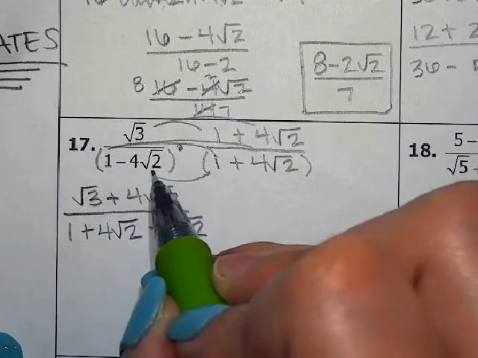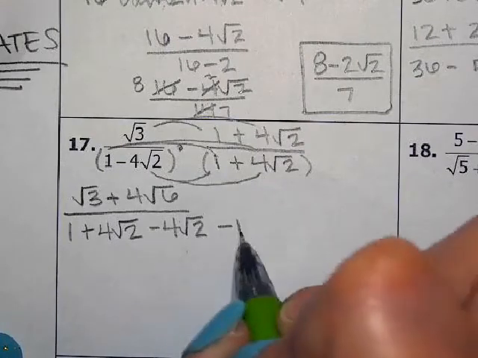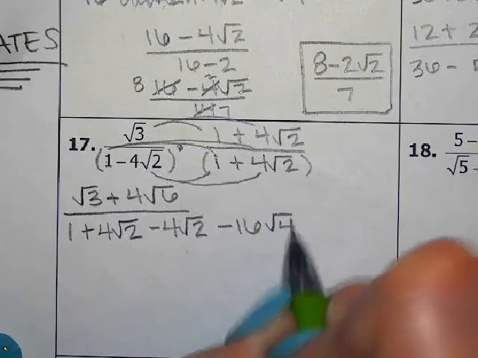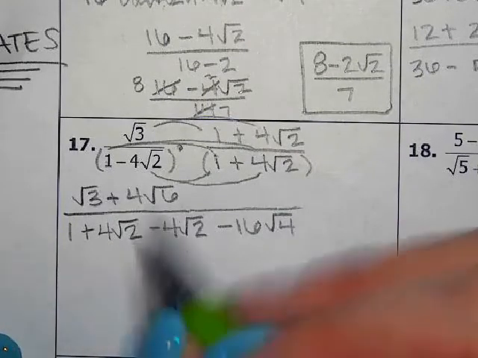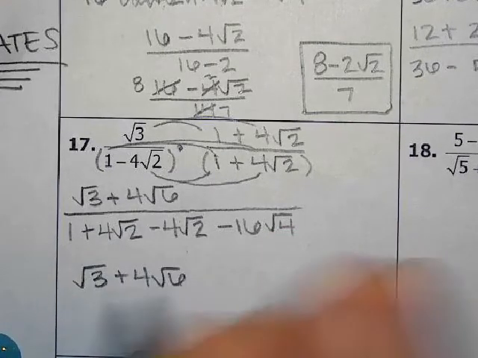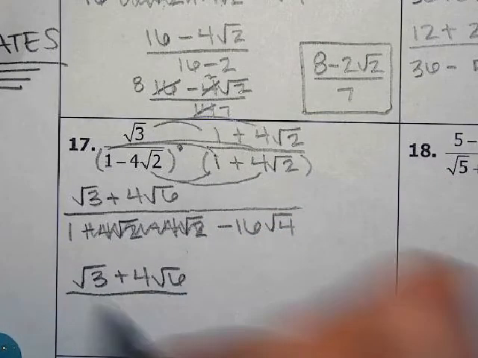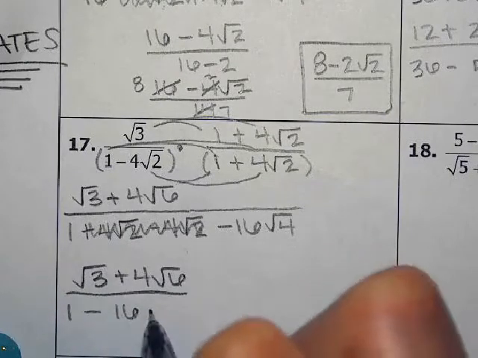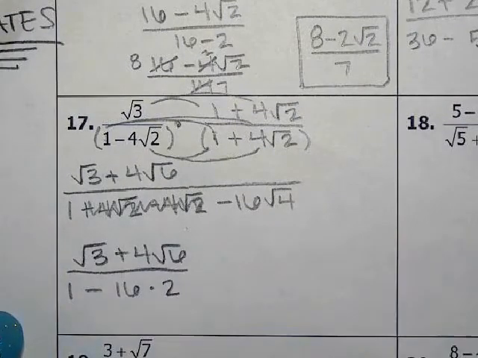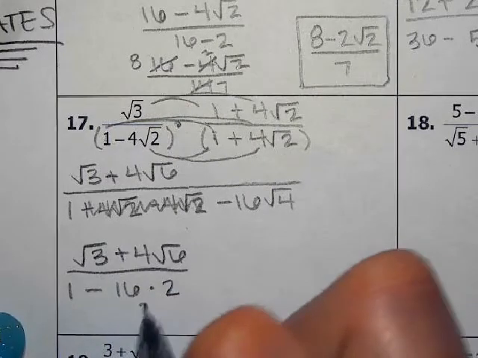And then negative 4 root 2 times positive 4 root 2 is going to be negative 16, so I did the 4 times the 4. And then root 2 times root 2 is root 4. So just like before, the middle ones cancel out. They always will. Square root of 4 is 2. 16 times 2 is 32.